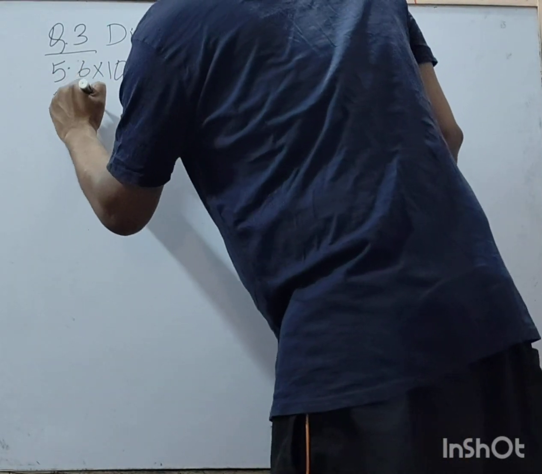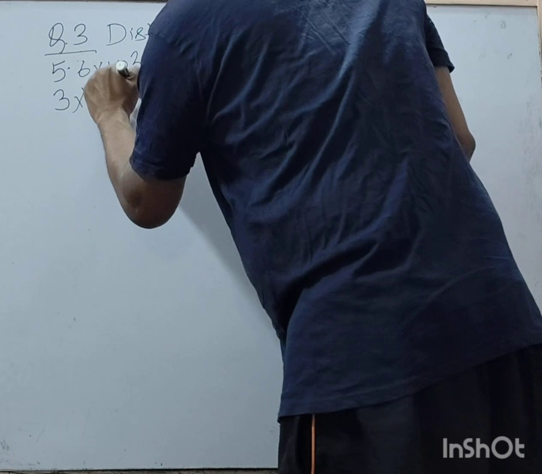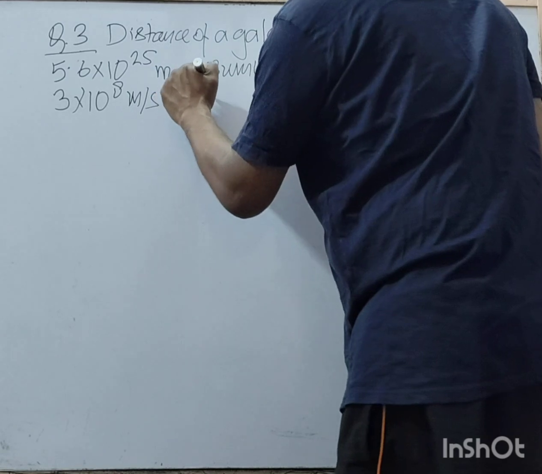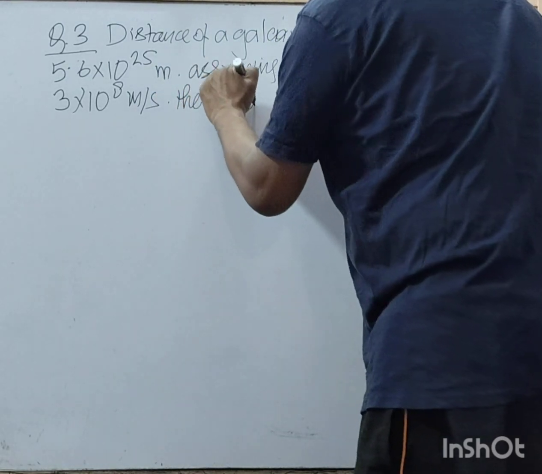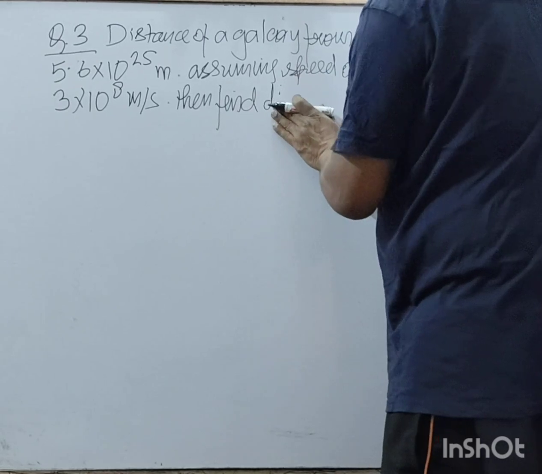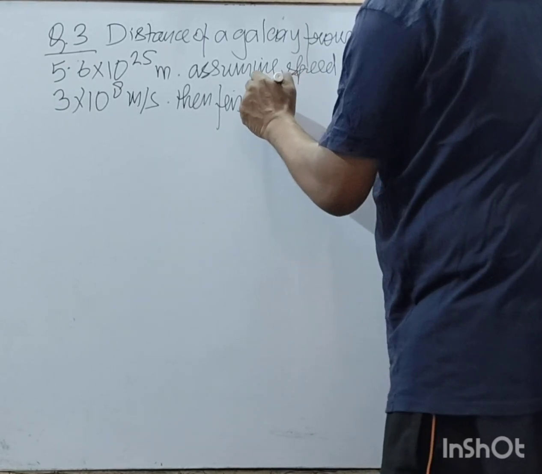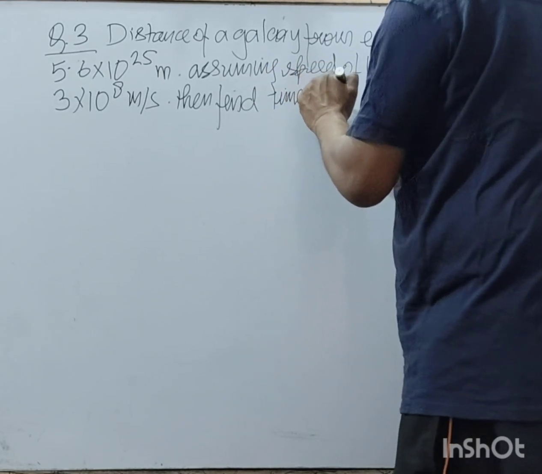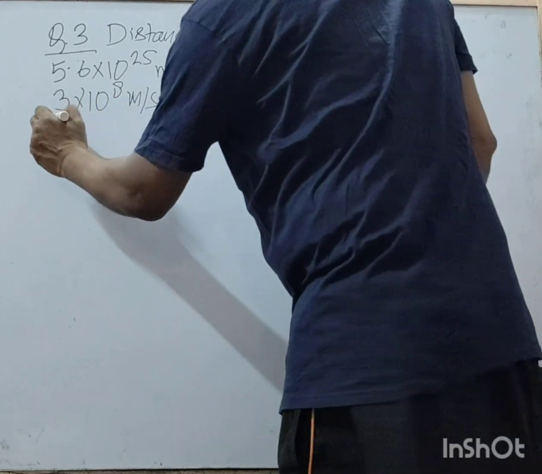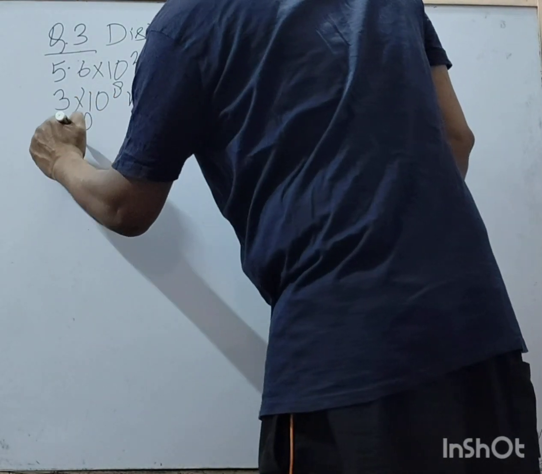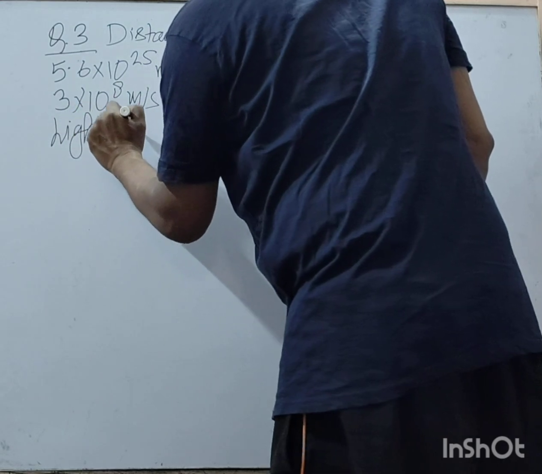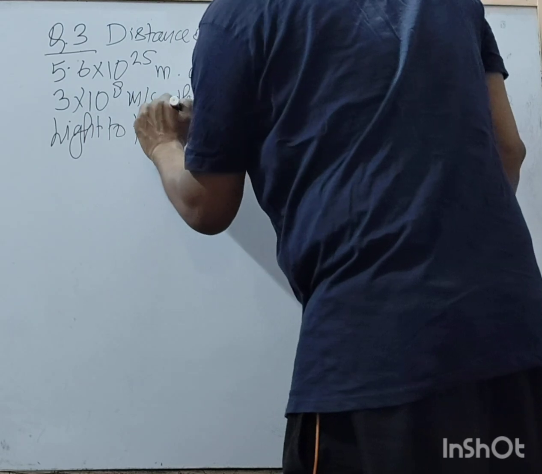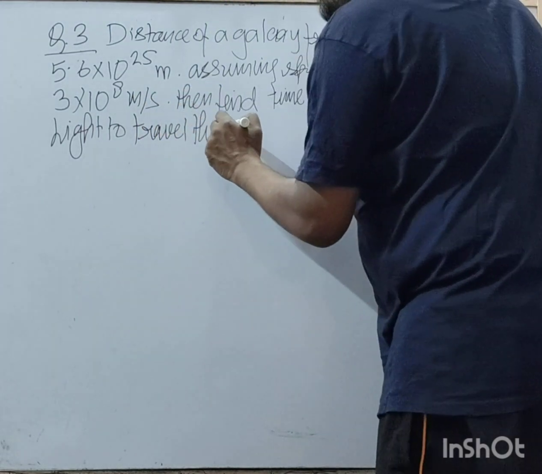3 into 10 to the power 8 meter per second, then find the time taken by light to travel the distance.